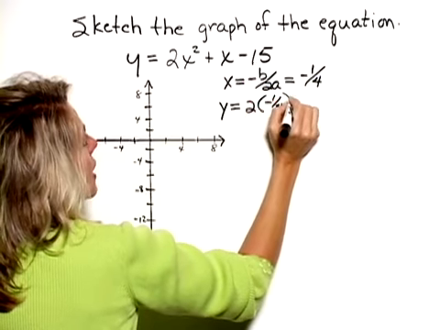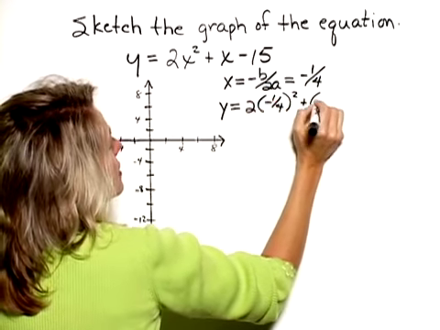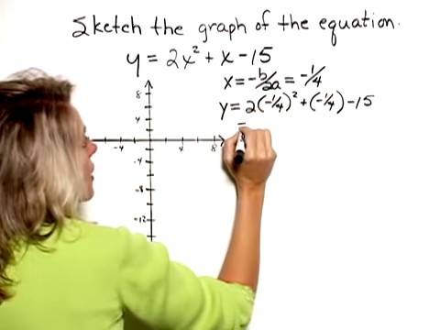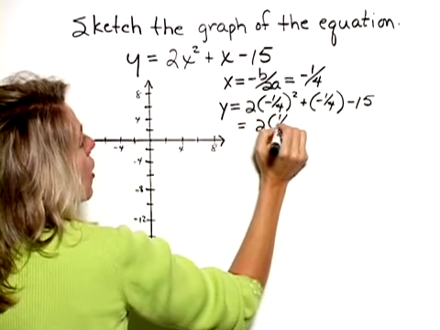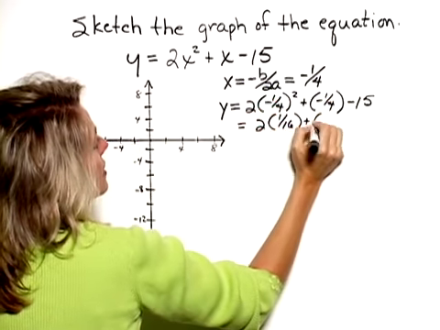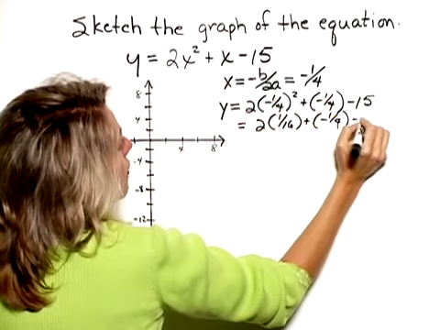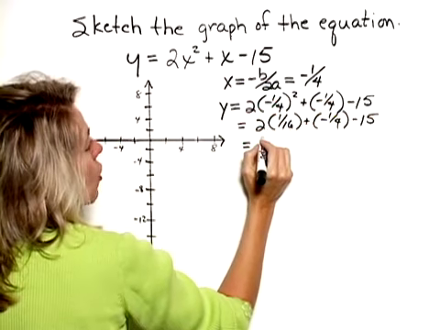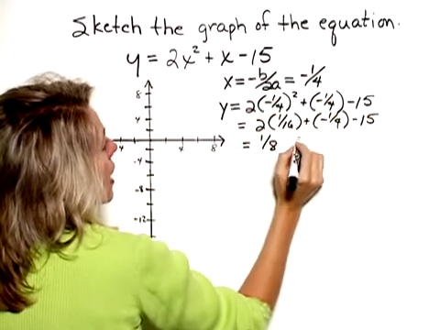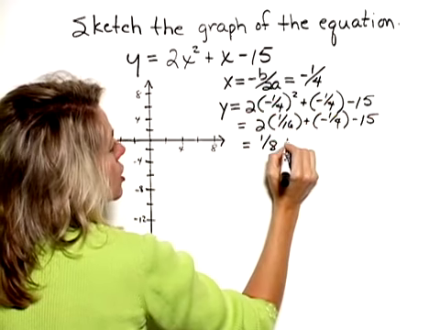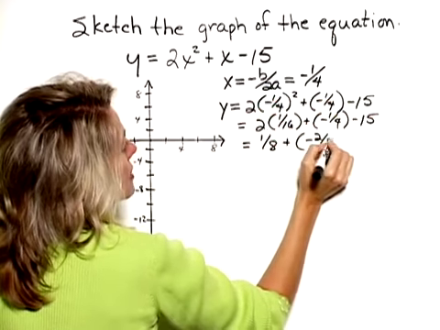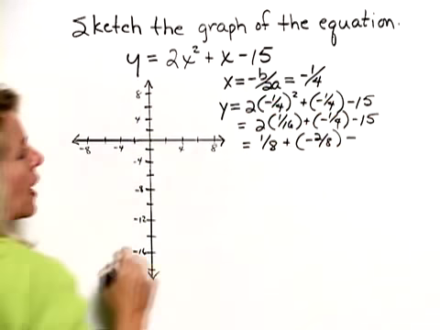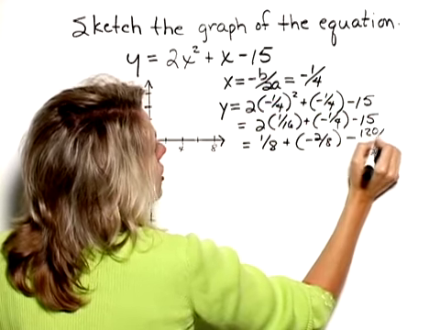So 2 times negative 1/4 squared plus negative 1/4 minus 15. So we have 2 times 1 over 16 plus a negative 1/4 minus 15. And that's equal to 2 over 16, or 1/8, plus a negative 1/4, which is equal to negative 2/8. And I'm going to go ahead and convert 15 to a fraction with a denominator of 8. So 15 is equal to 120 over 8.